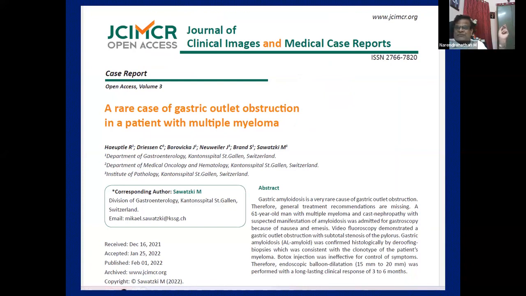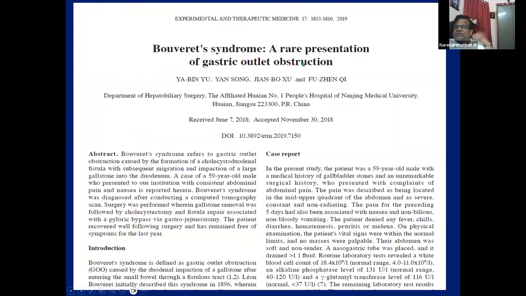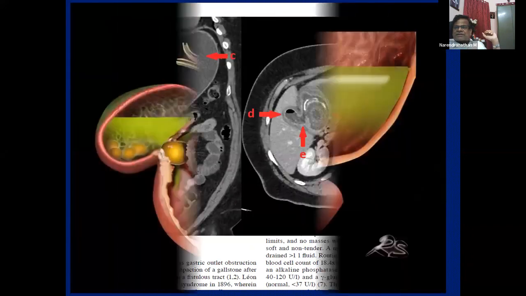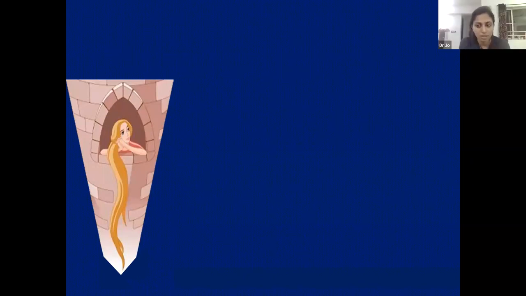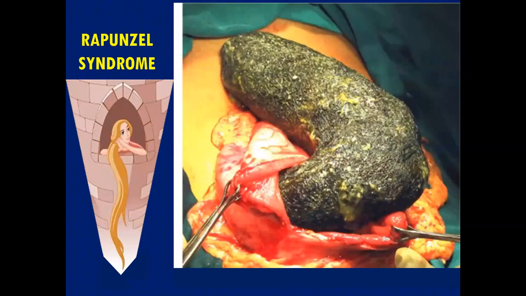No, anyone knows what is Bouveret syndrome? Gallstones causing gastric outlet obstruction. Next one, I will ask Jovita to answer. This is gallstone producing gastric outlet obstruction. Who is this lady? Rapunzel. What has she to do with the gastric outlet obstruction? Trichobezoar. Oh, you all know these things. Rapunzel syndrome.